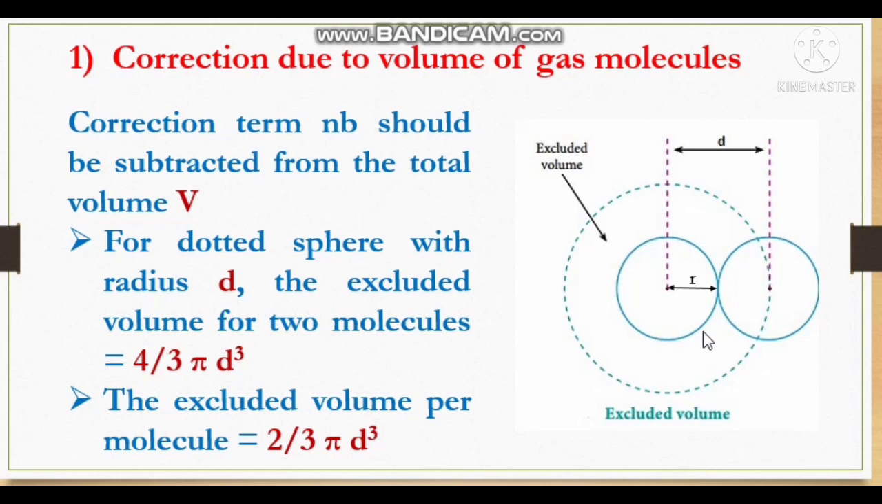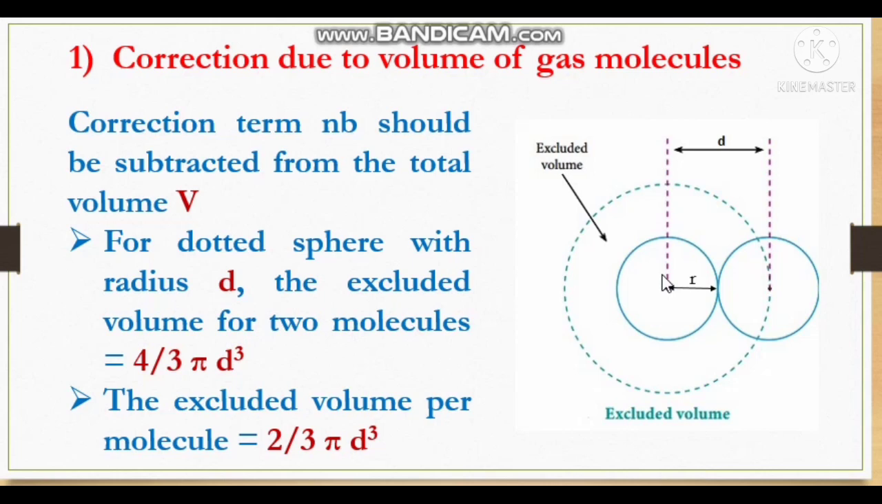In order to understand the meaning of the correction term nb, let us consider two gas molecules which are impenetrable and incompressible. So you can see here two spheres which are impenetrable and incompressible. It can be seen here that the centers of the two spheres cannot come closer than the distance d. So for this pair of molecules, we have to consider this dotted sphere of radius d, and therefore the volume of this dotted sphere is 4/3 πd³. So this is called the excluded volume for two molecules.